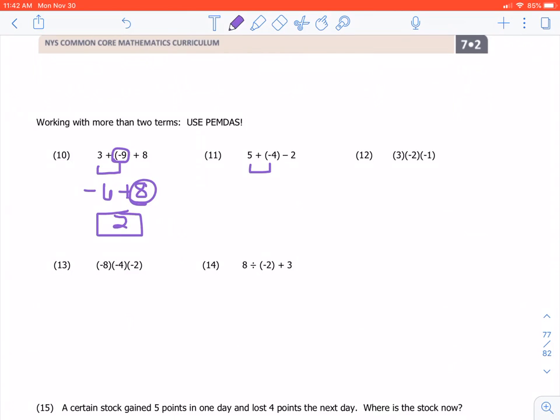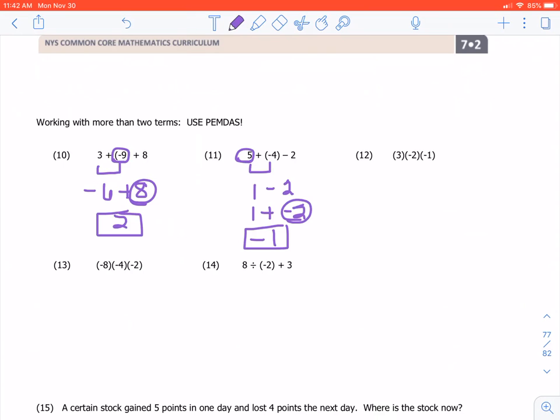Number 11, 5 and negative 4. Opposite signs, we're going to subtract, so 5 minus 4 is 1. 5 is bigger, 5 is positive. Now, 1 minus 2. Now we have a subtraction problem, so we're going to do leave, change, change. So 1 plus negative 2, these are opposite signs, so subtract. 2 minus 1 is 1. 2 is bigger, 2 is negative. So my answer is negative 1.